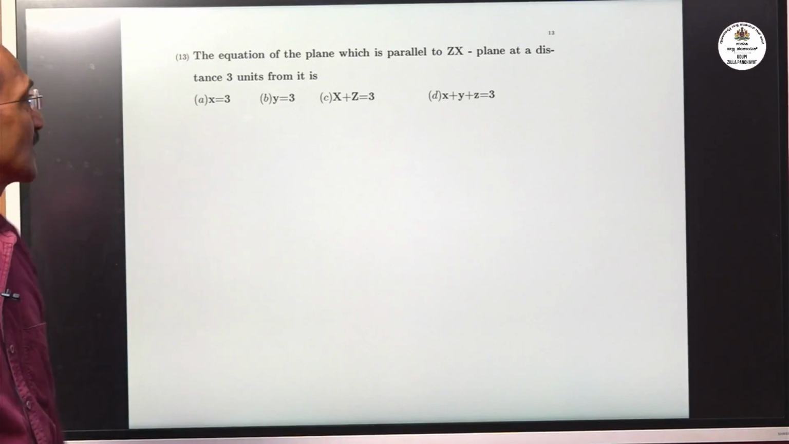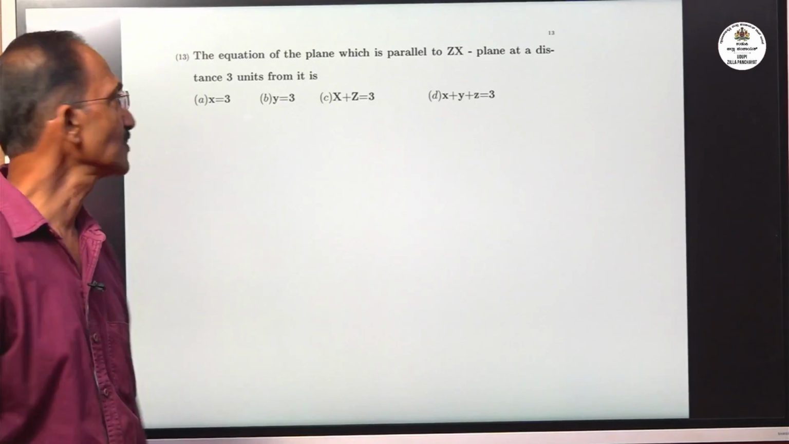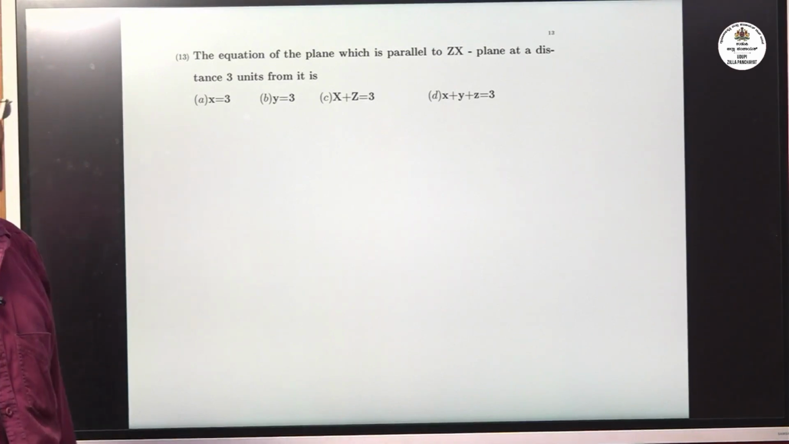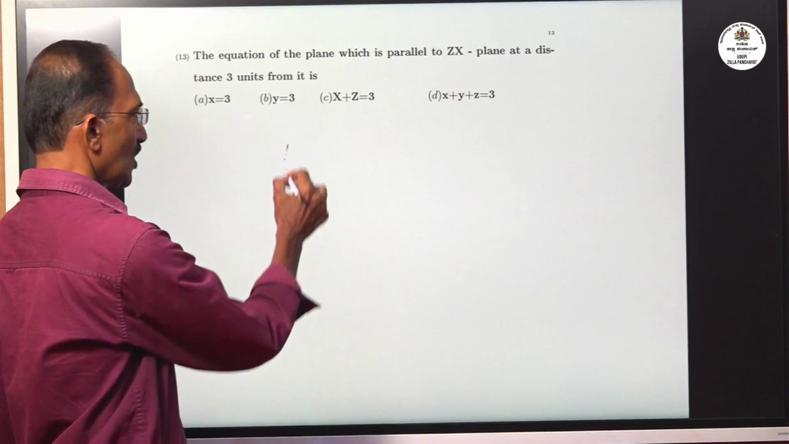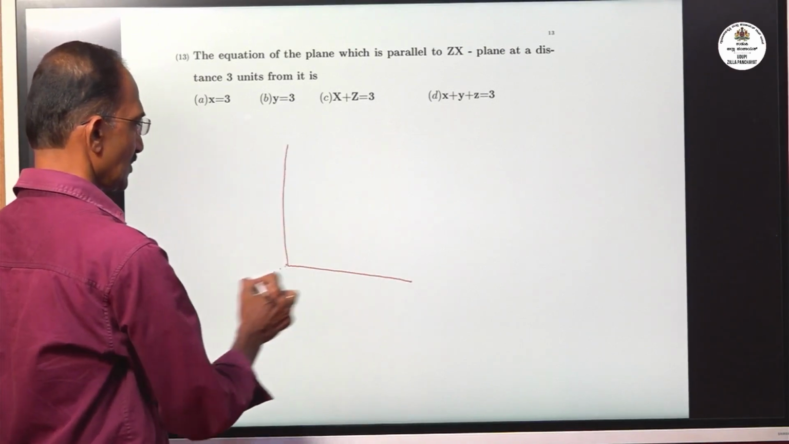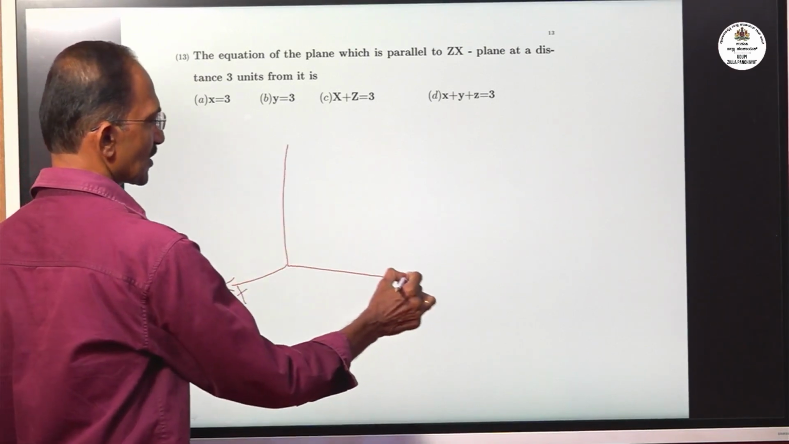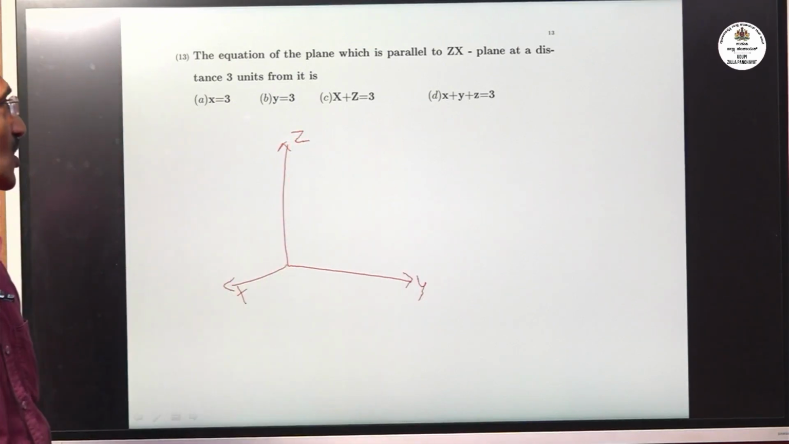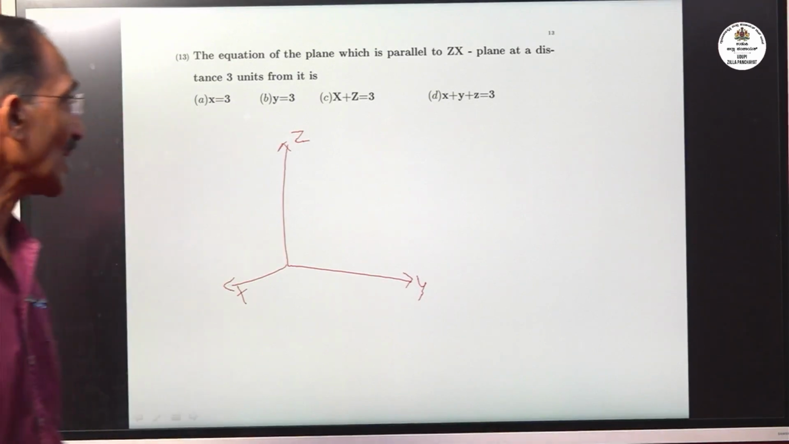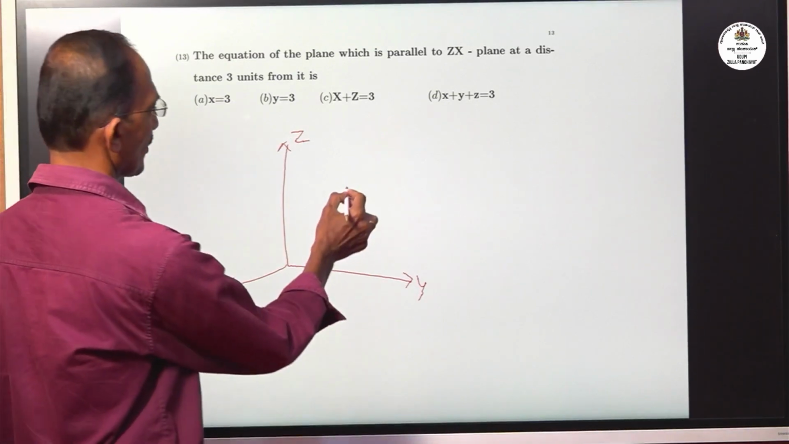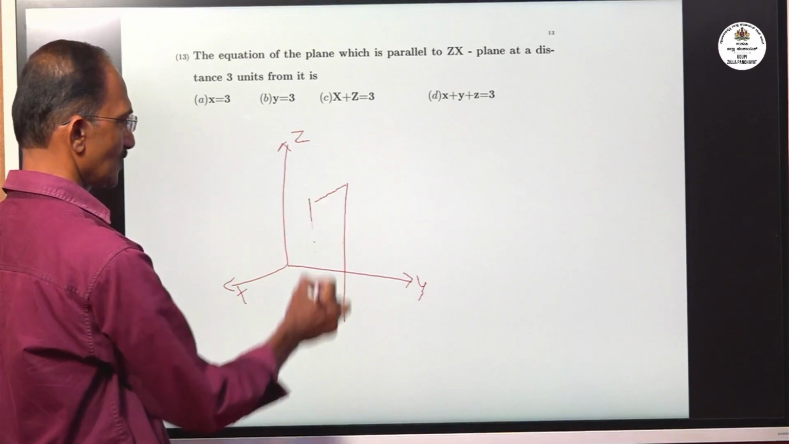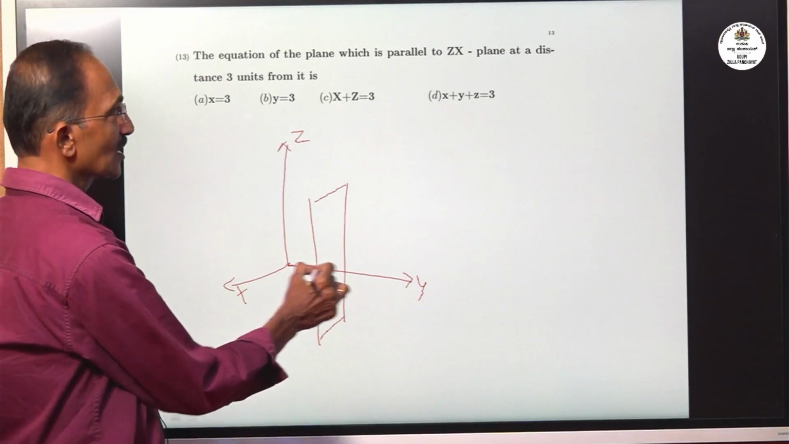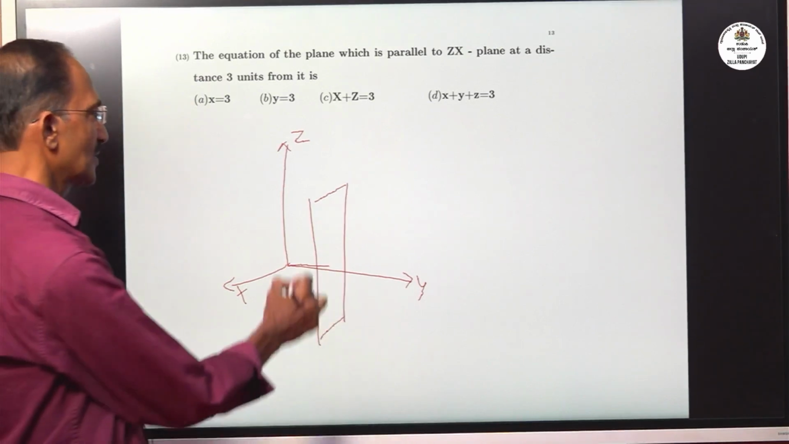So question number 13. The equation of the plane which is parallel to the zx plane at a distance of 3 units from it. So again, you have the axes, that is x-axis, y-axis and z-axis. Clearly it says the plane is parallel to the zx plane, so this should be parallel to the zx plane. And this is the distance, that is 3 units.